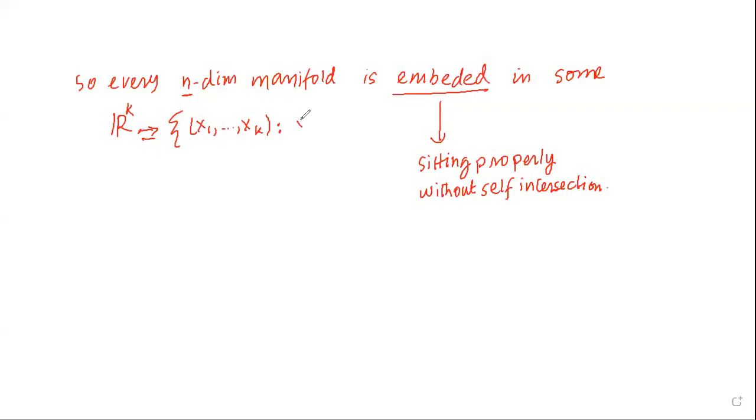And in a tuple, every element is a real number. Okay, just to make it different, that n-dimensional manifold need not be in an n-dimensional space. It can be in some high dimensional space. So k is a number which is greater than or equal to n.